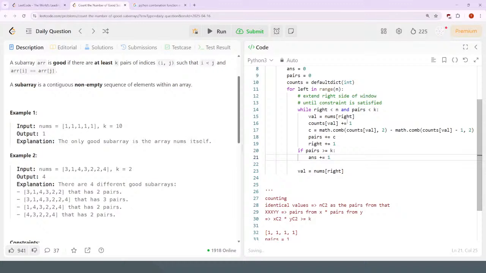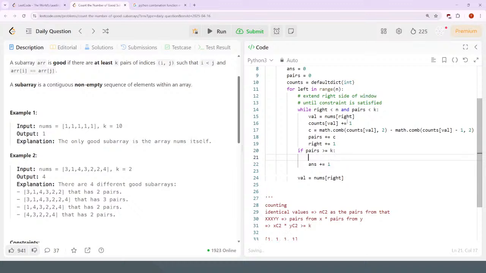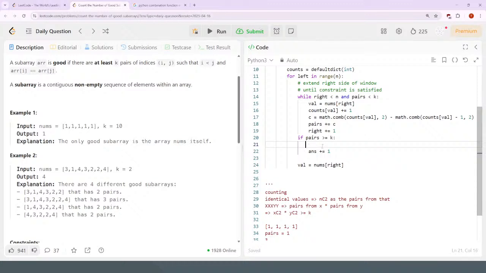Increment the answer by the number of subarrays where this right side is at least this far. So for instance, imagine there's like 5 ones here and a bunch of other numbers after it, like 10 other numbers. The right bound of this spot could be extended all the way to the end of the array. And all those would be good subarrays. The left side is fixed at 0.